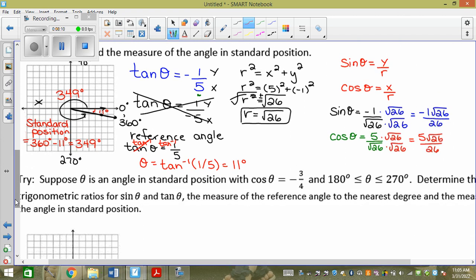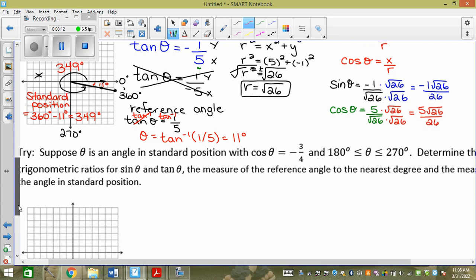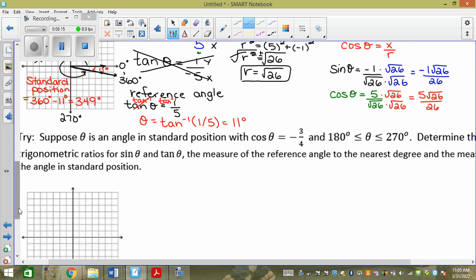I'm not going to make you try this one. We're going to go do it together first. So what's the difference with this one? I gave you cos. We agree? Our first thing we're going to have to do is label it, because we don't know if they gave us y, x, or r. Right? They'll always give us 2, and we'll be missing 1.